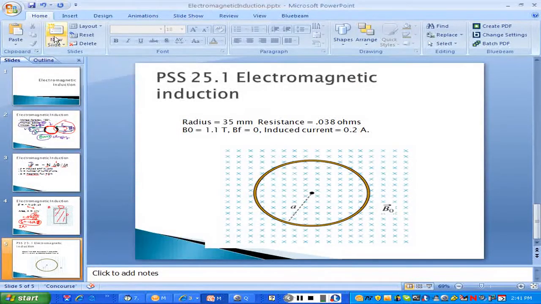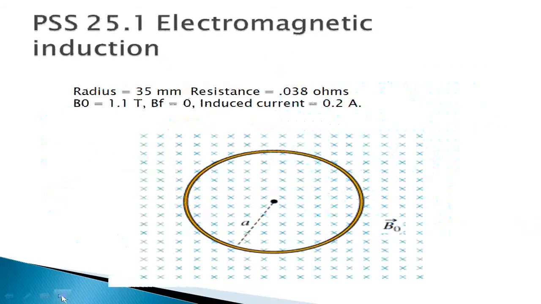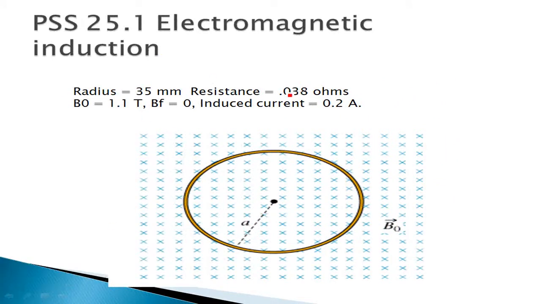But let's go ahead and start this slideshow again and come up to our page. All right, here we are. We've got 35 millimeter radius down here, you'll notice. Let's get our pen up here. We've got our resistance in our circular wire. We've got this magnetic field pointing into the page, 1.1 Tesla, and we're told that it's going to be turned off at a constant rate to go to 0, and then while this happens, it'll induce a 0.2 of an amp current in the coil.